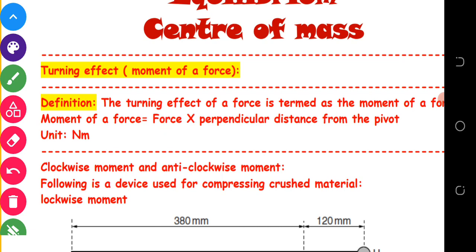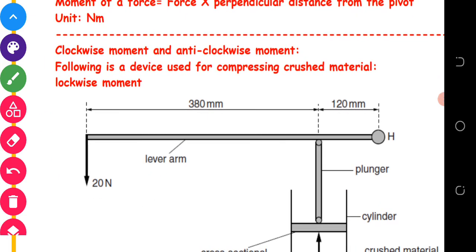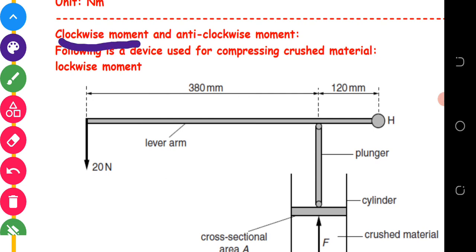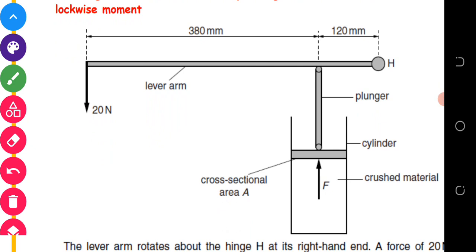Now, these moments or these turning effects are categorized into two classes. There are moments that are known as clockwise moments, and then there are moments that are known as anti-clockwise moments. So let's look at this diagram here to help us understand more about clockwise and anti-clockwise moments.